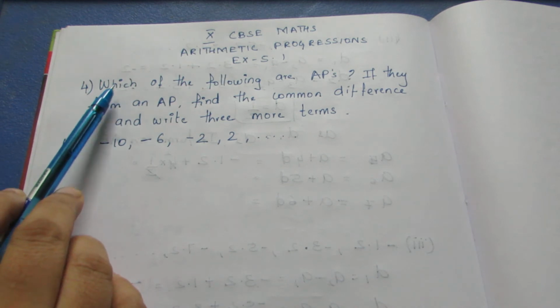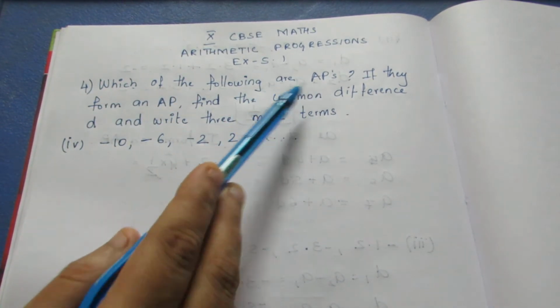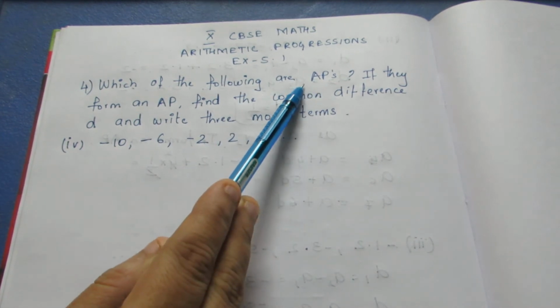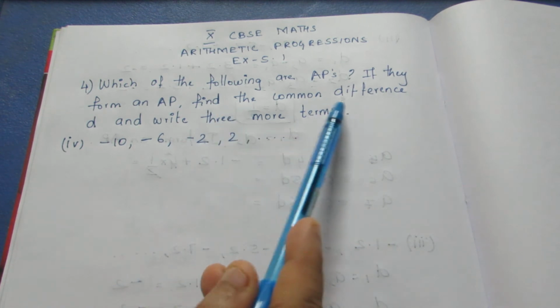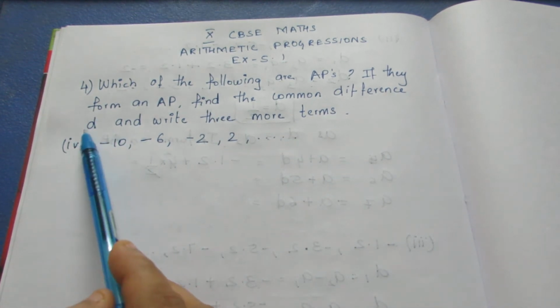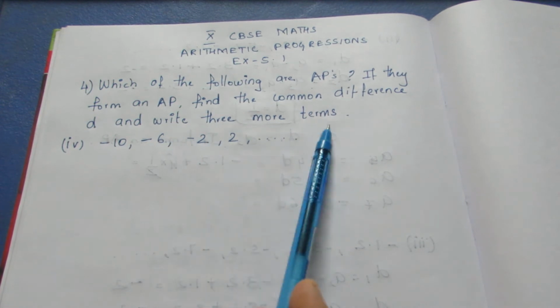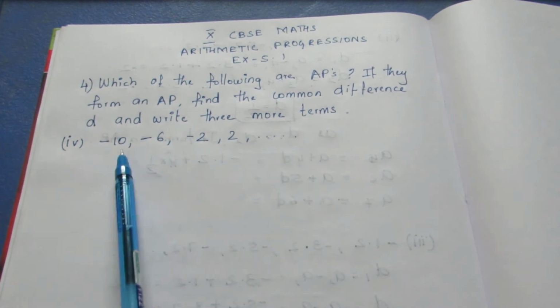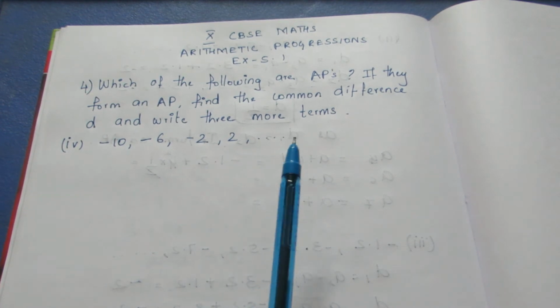Let's see the question: which of the following are in AP? They have given some sequences. We need to find whether they are in AP or not. If they form an AP, find the common difference D, and also write the next three more terms. They have given 4 terms, and we need to write the 5th, 6th and 7th terms of the given APs.